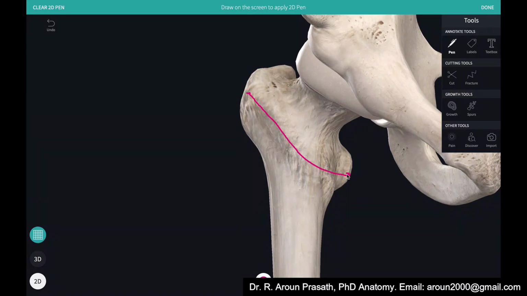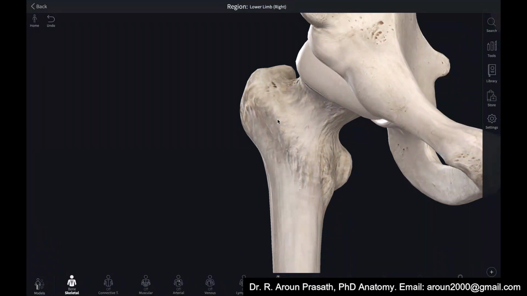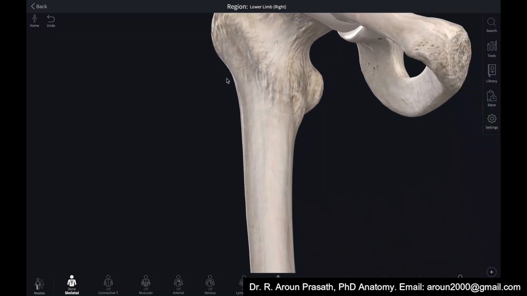This is clinically very important because this line is a common site for fracture due to osteoporosis. Even the neck of the femur is also highly prone to fracture of the hip.